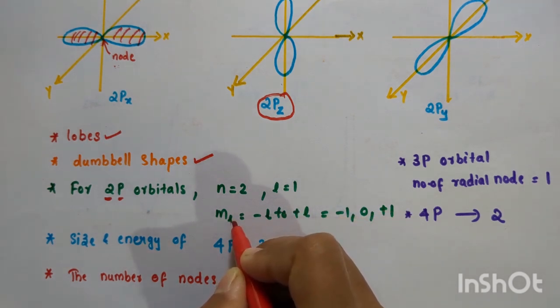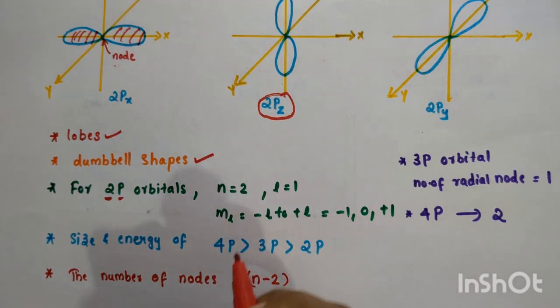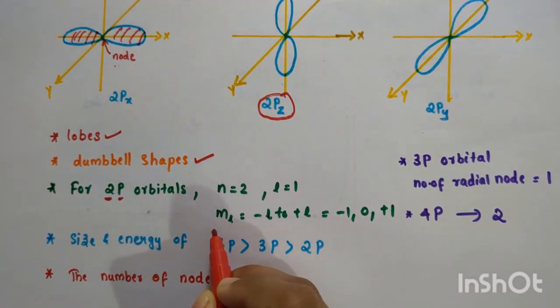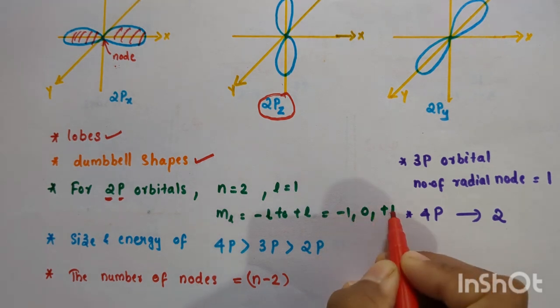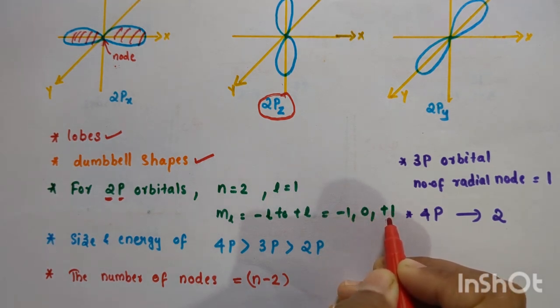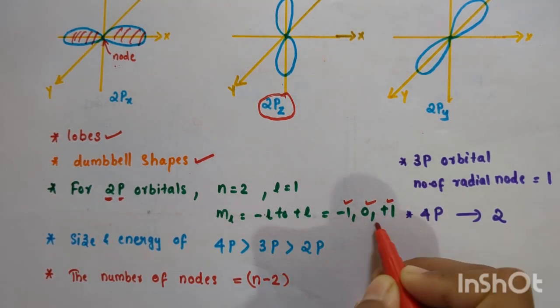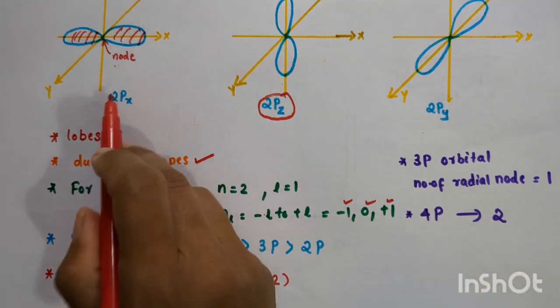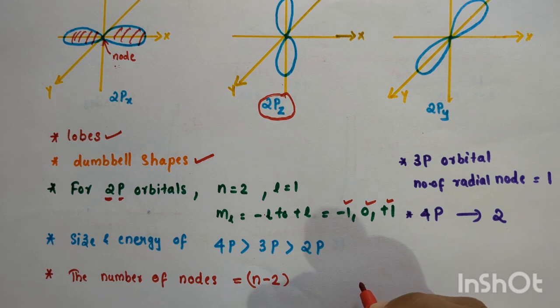So what about the ml value? ml means magnetic orbital quantum number. That will be from minus L to plus L. So here L is 1. So minus 1 to plus 1, that is minus 1, 0, plus 1. So there are 3 possible values of ml. So there are 3 orbitals whose axes are perpendicular to each other.